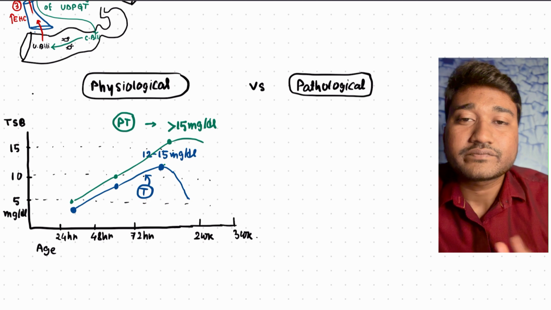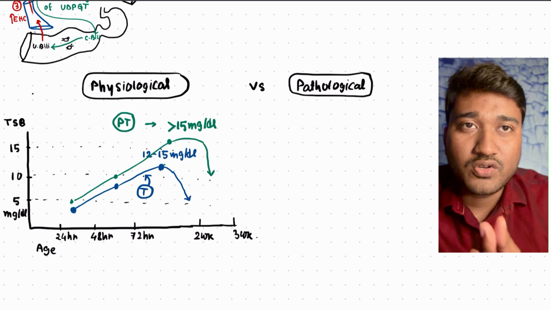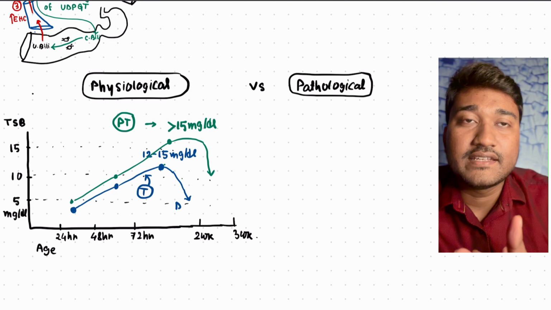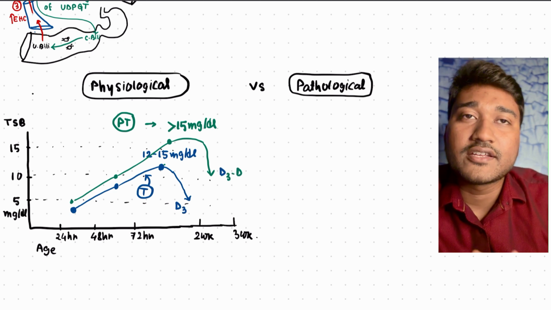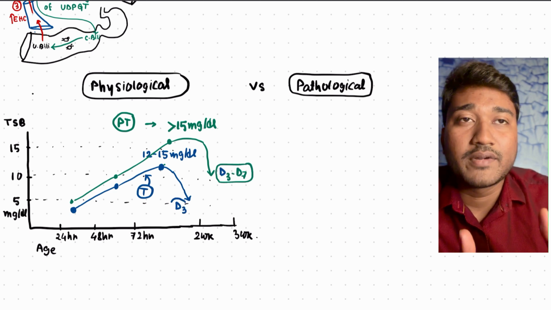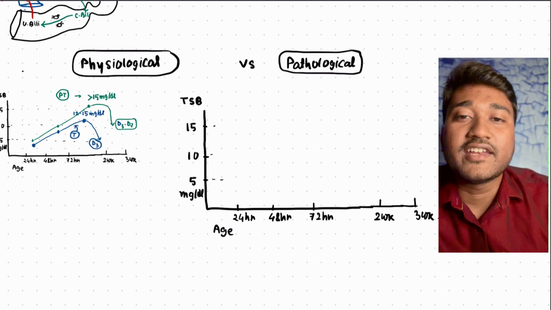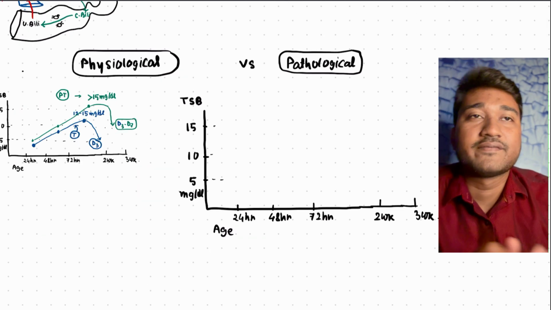But remember, in a term baby the jaundice should come down by day 3 of age. But in case of preterm, the jaundice must come down by day 3 to day 7 of life to fulfill the criteria of physiological jaundice.